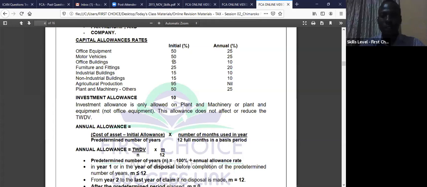So we are going to use 15% of how much it was acquired. So what we are doing, we are saying 525,000. Then we go to machinery.